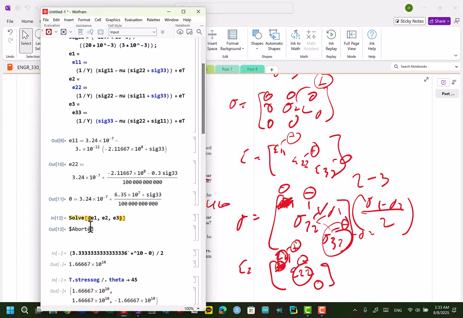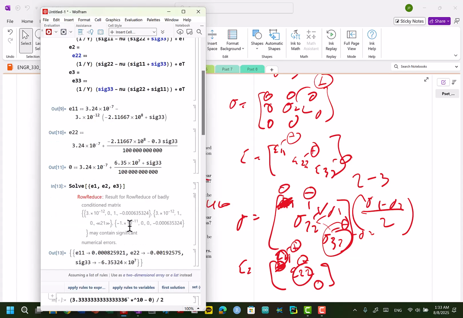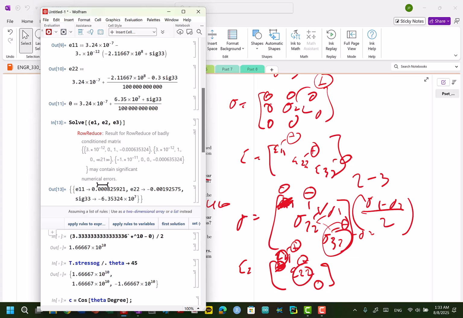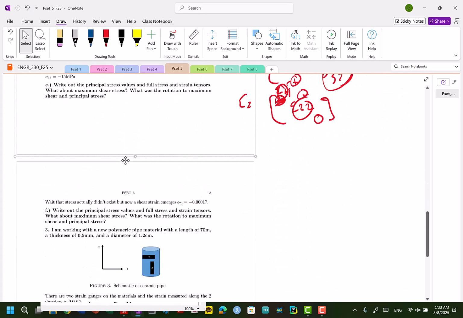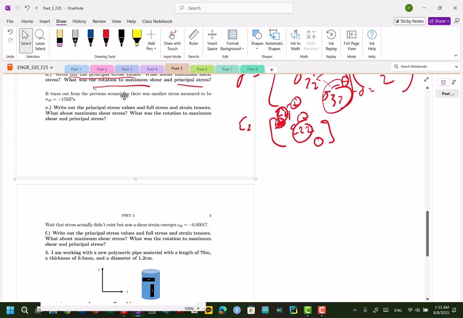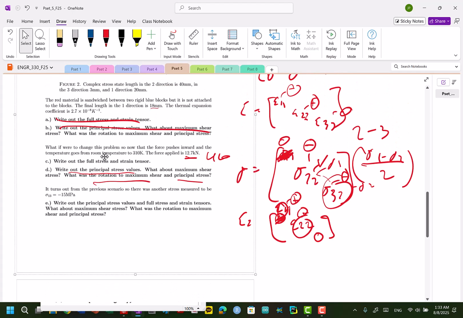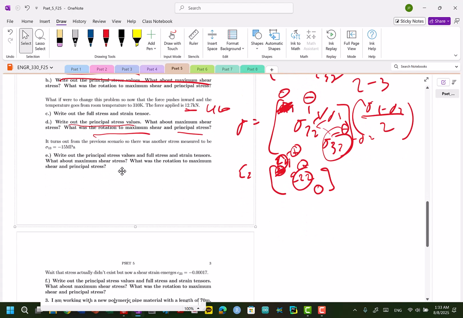There. Let's try again. There, that's a lot nicer. So we said E11 is going to be positive, excellent. We said E22 is going to be negative, excellent. And we said that sig33 must be negative, and we got it. Fantastic. All right. Turns out in the previous scenario, there was another shear stress, and that was going to be a sigma 1,3 of minus 15 megapascals. Write out the principal stress, shear stress values, et cetera.